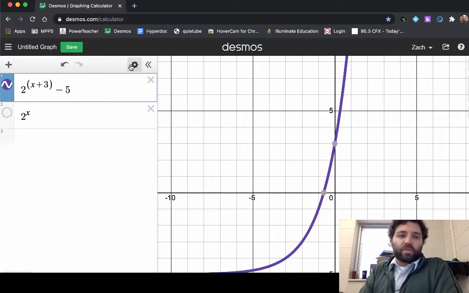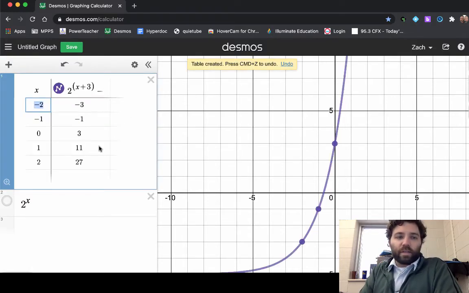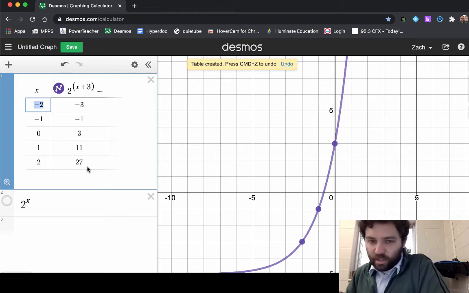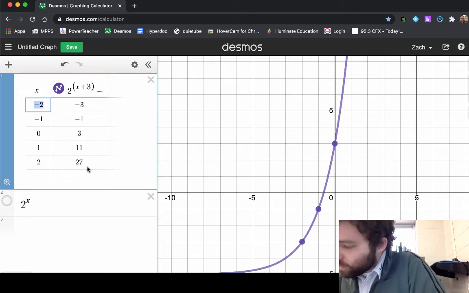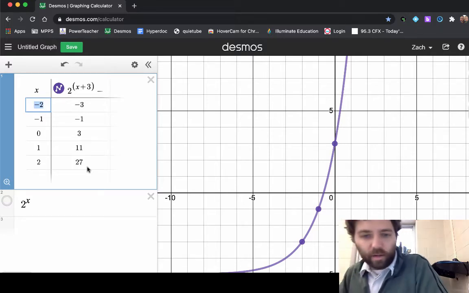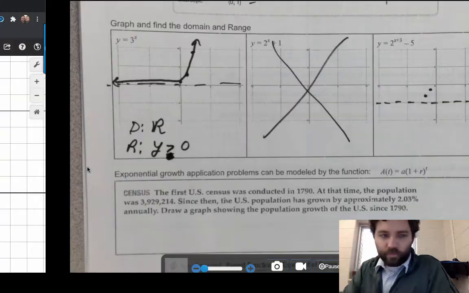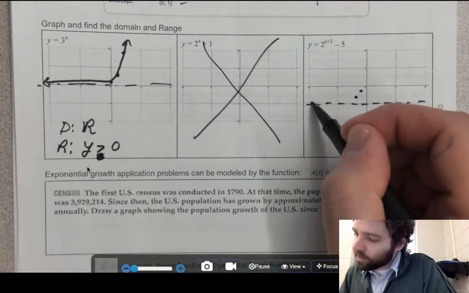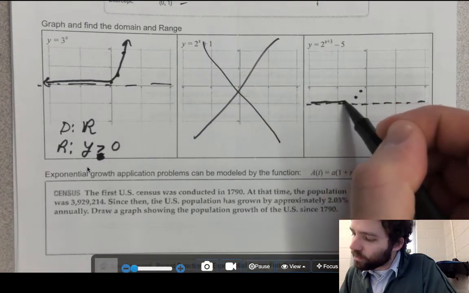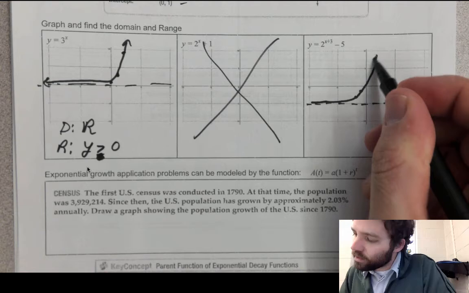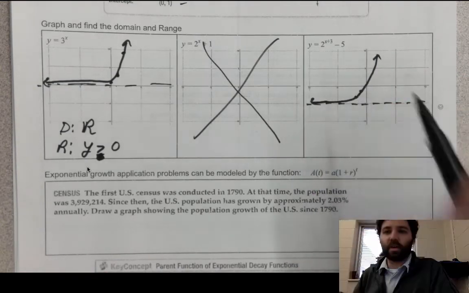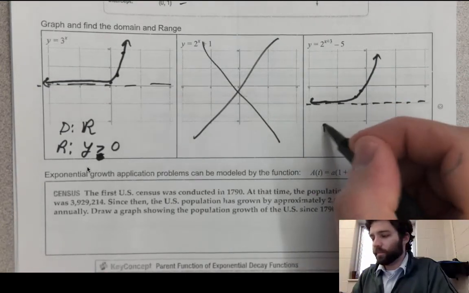All right, so anyway, we don't need that on. We can just convert this to a table real quick, grab some points and plot them. So we have negative 2, negative 3, and negative 1, negative 1. And it's flattening out at negative 5, so I'm just going to put that in as a dotted line, that horizontal asymptote. And then I can pretty much go from there, here's what this graph is going to look like. Probably should have grabbed the y-intercept there as well, but I didn't.